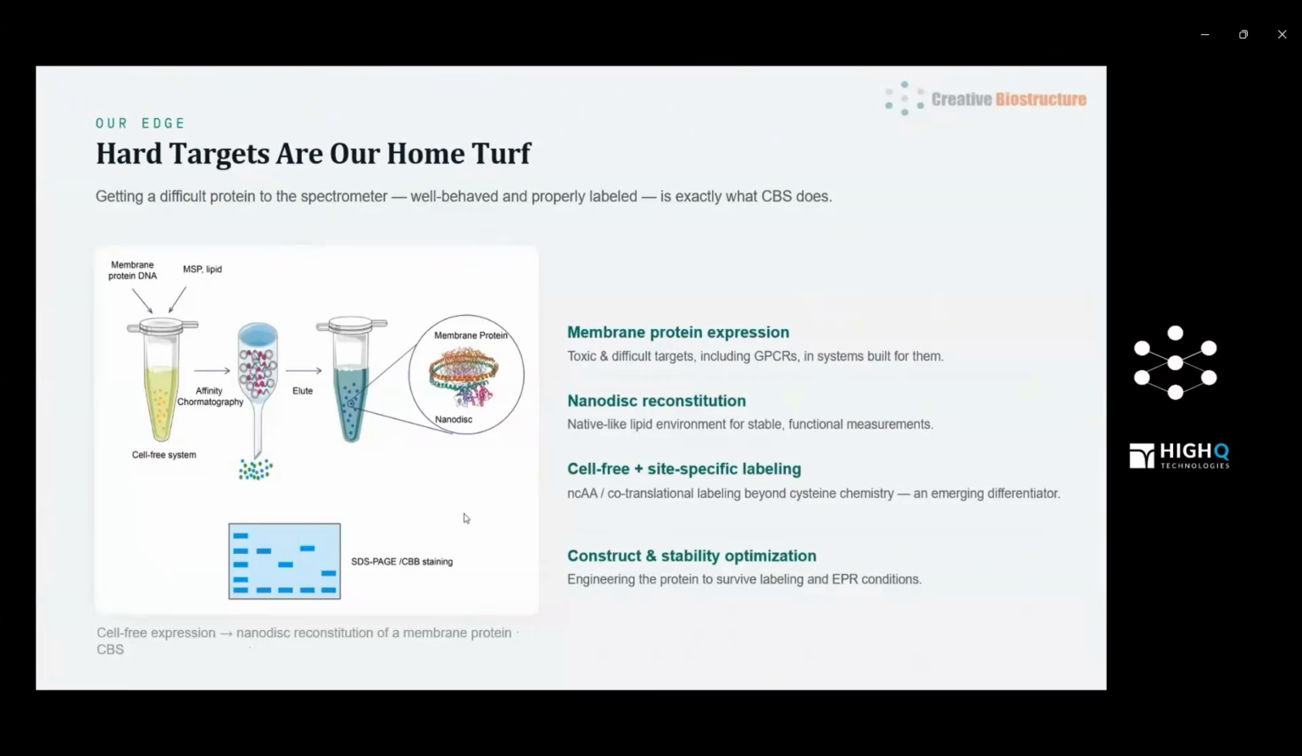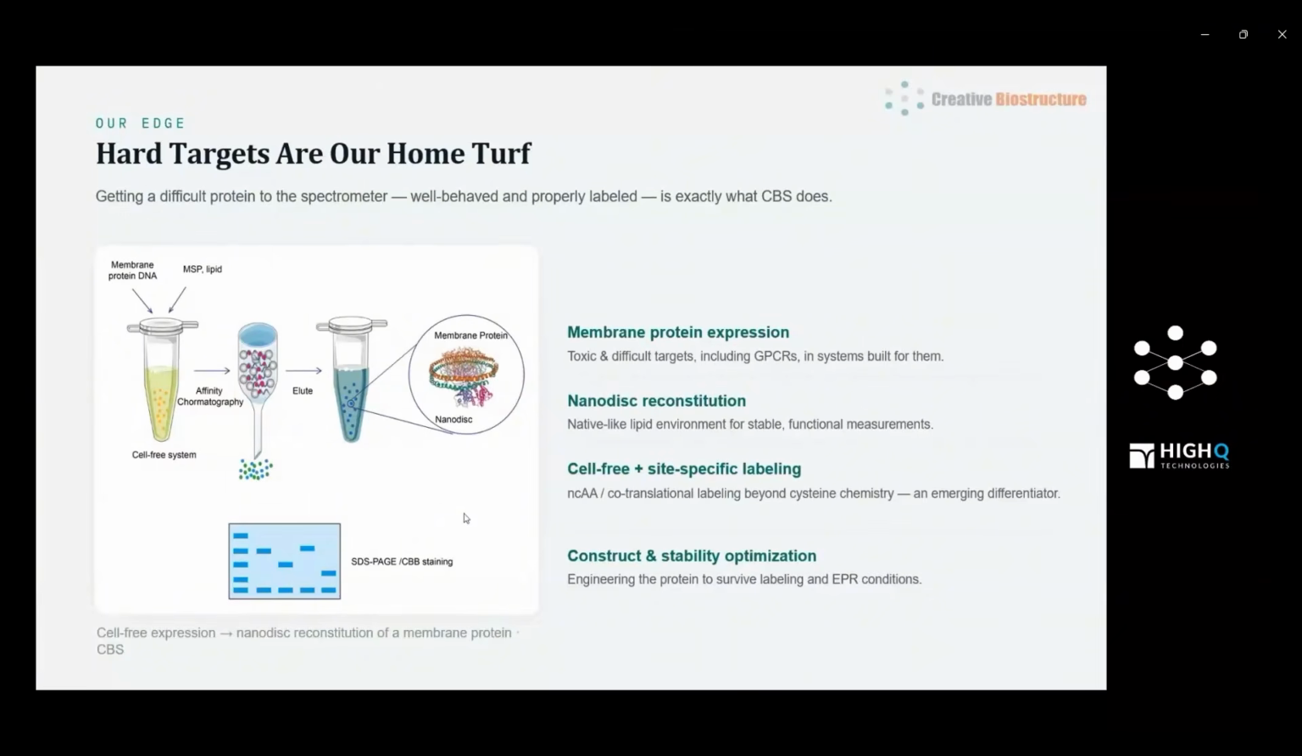So first of all, membrane protein expression, toxic and difficult targets, including GPCRs, with the expression system chosen for them rather than adapted to them. And then we can produce membrane proteins in different forms, especially nanodisc reconstitution, which provides a native-like lipid environment. So what you measure reflects the protein in a membrane rather than in detergent.